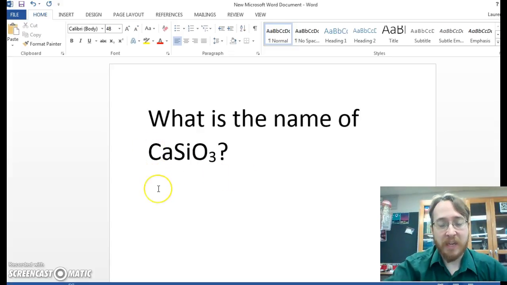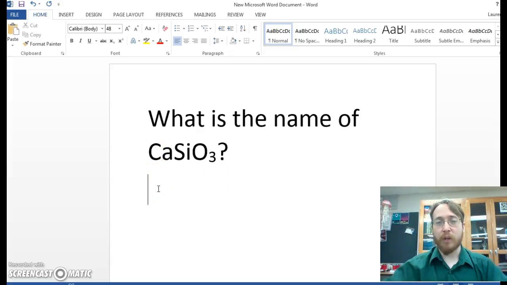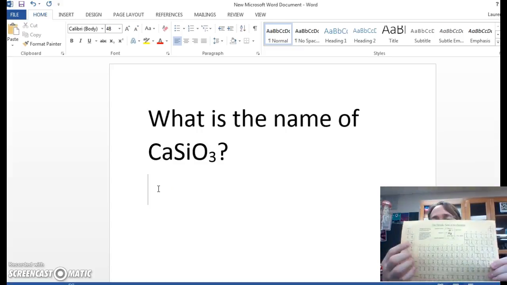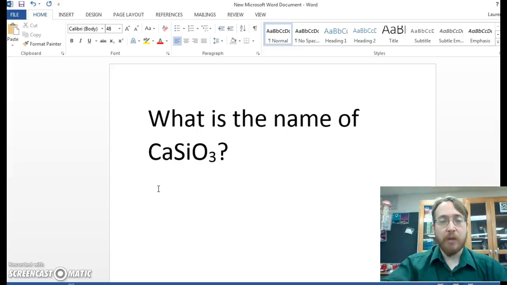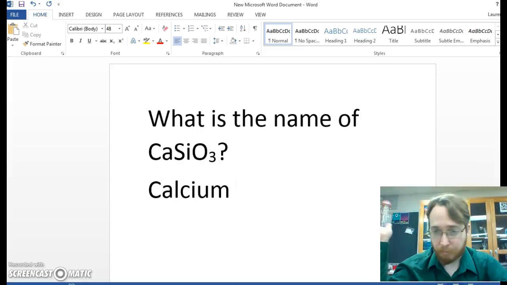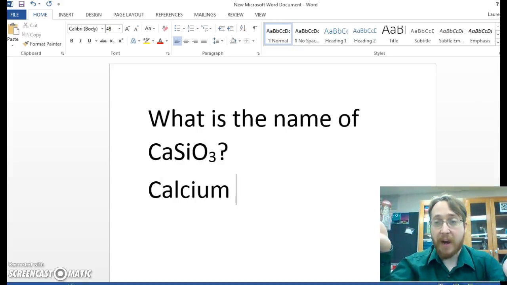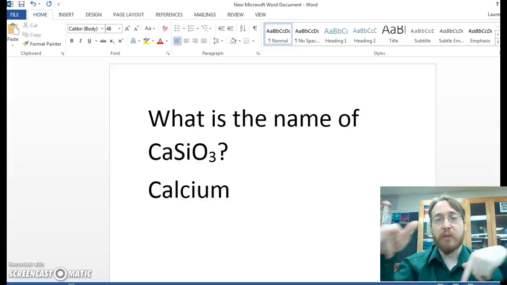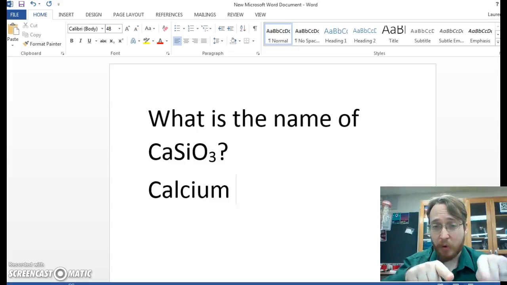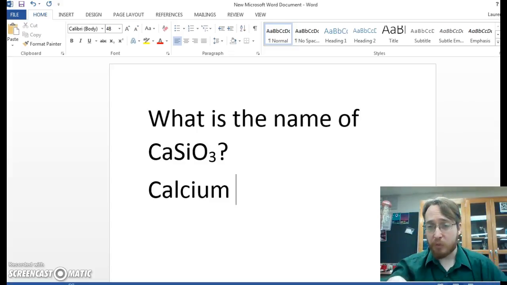So let's find Ca. Is that an element? Well, it is. We can look at our periodic table right here and see that Ca is calcium. So we're going to see if it's calcium. It's a cation. So we can start the name with the cation. So if that's how it's broken up, then SiO3 should be on the back.